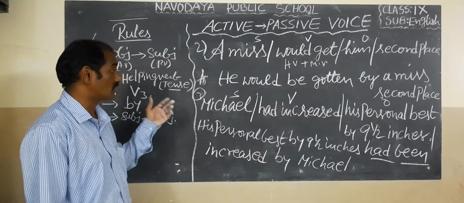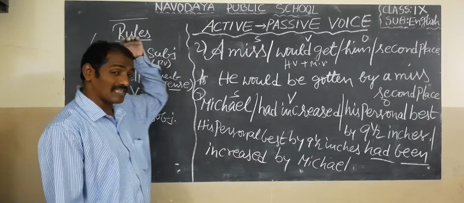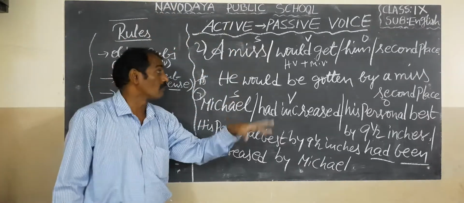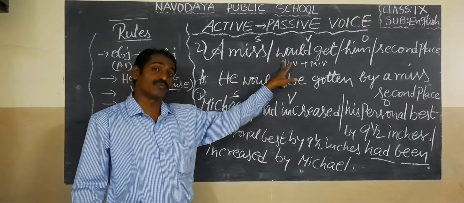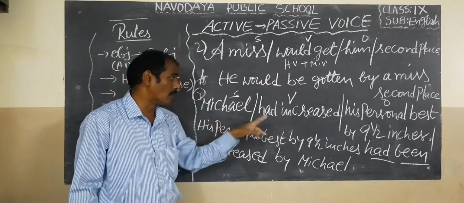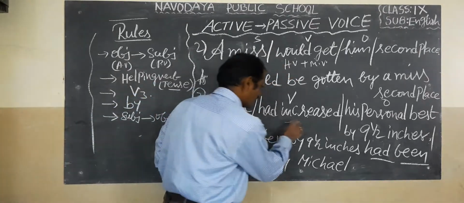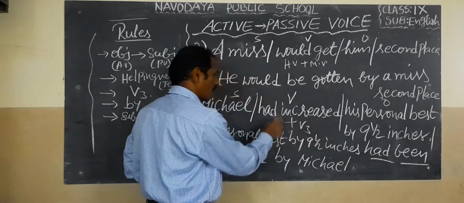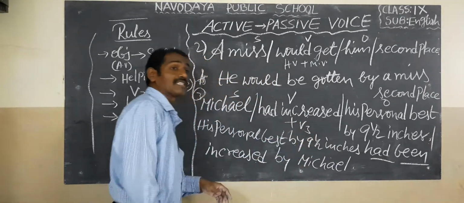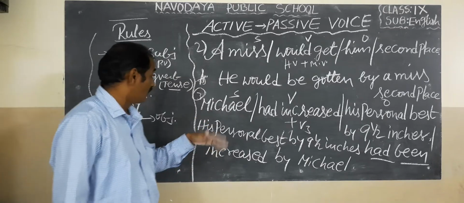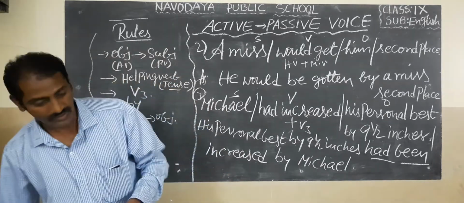In this way, children, the first example is past simple. The second example is future tense. The third example is had plus V3, the helping verb and main verb, which is past perfect. Next example, children.